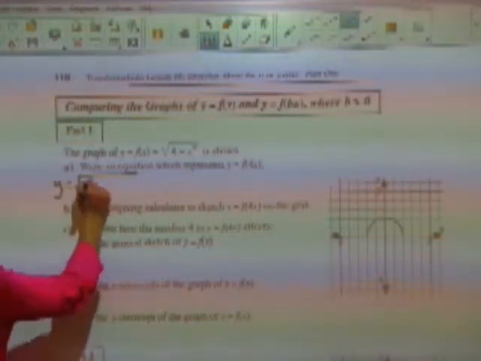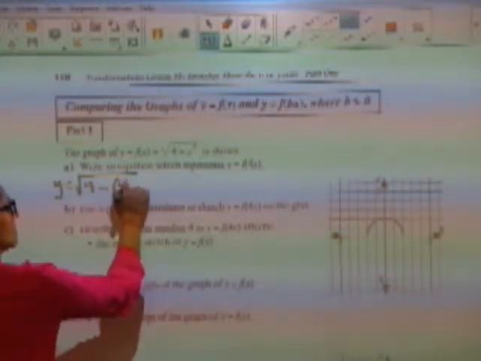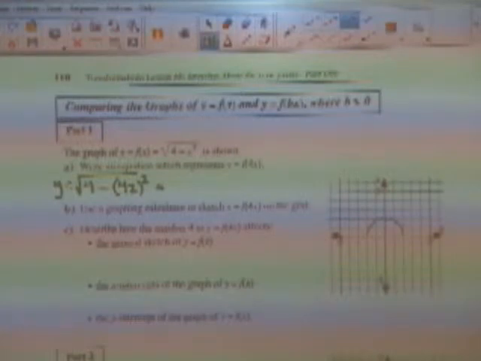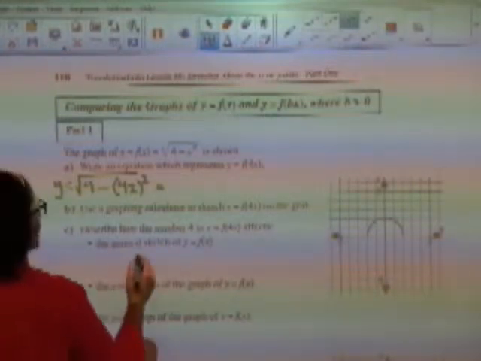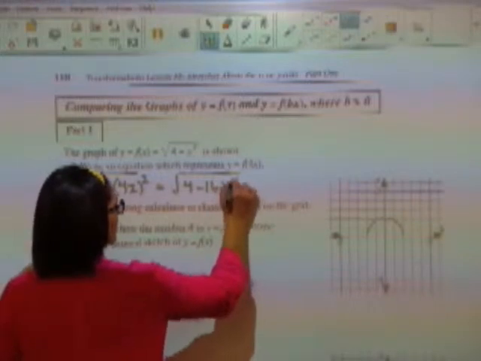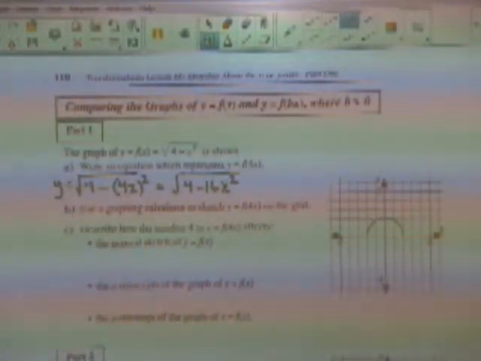where I see an x, what would I substitute in? And then if I take 4x and I square it, 16x squared. So now if I graph that and sketch the graph on the grid.